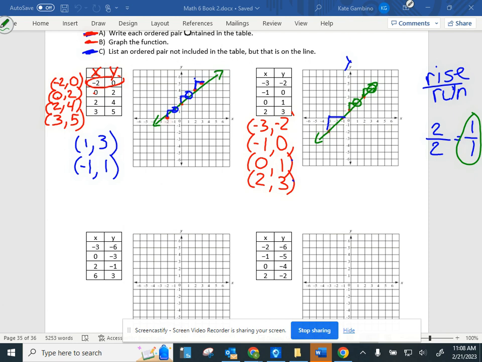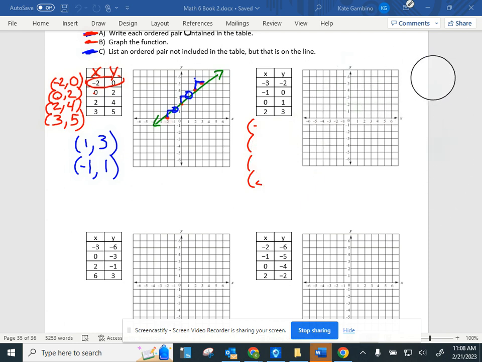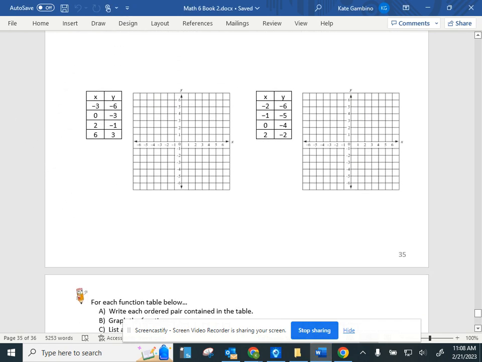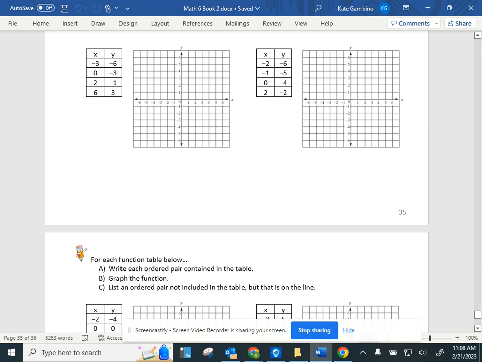So let's try another one and see if another one makes a little more sense. Let's go to the next one. Sometimes we just need a little more practice. So let's scroll. I'm going to scroll my page up. Who can tell me what my 4 ordered pairs are? Amelia.